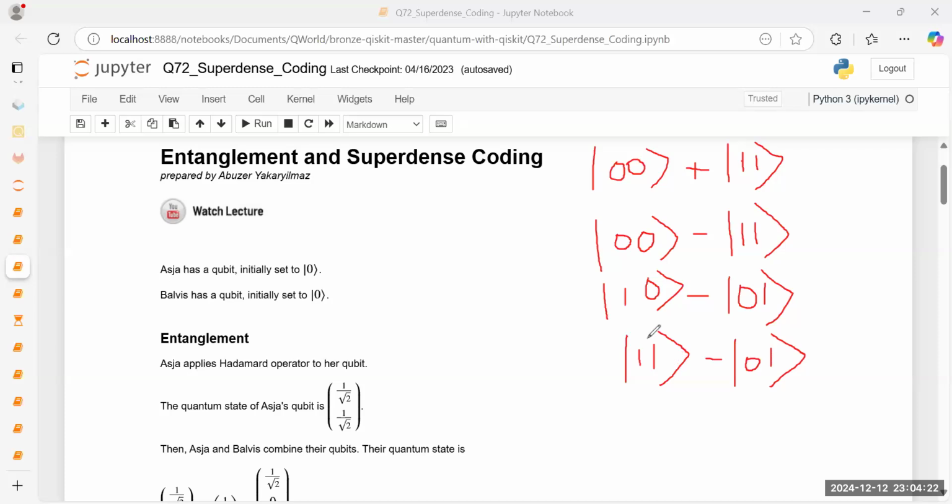So at this point, he now applies the Hadamard operator. When he applies the Hadamard operator, the 1 state here will become the minus state. So we have minus and 1. And then the 0 state here will become the plus state. So we have plus and 1.